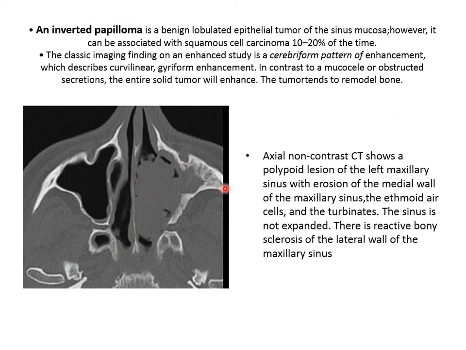Axial non-contrast CT shows a polypoid lesion of the left maxillary sinus with erosion of the medial wall of the maxillary sinus and ethmoid air cells and the turbinate. The sinus is not expanded. There is reactive bony sclerosis of the lateral wall of the maxillary sinus.